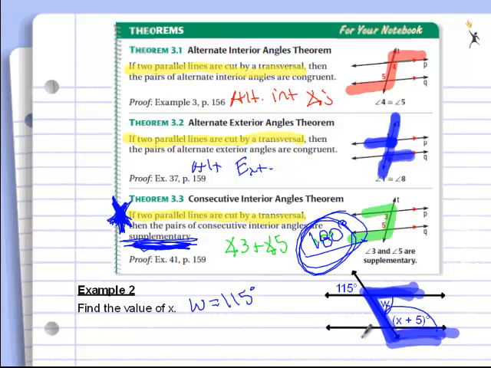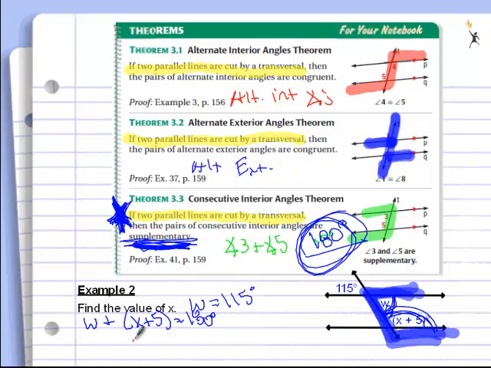They add up to 180 degrees. Well, that's easy. W plus x plus 5 equals 180. That's the definition of supplementary angles. This angle plus this angle equals 180 degrees.